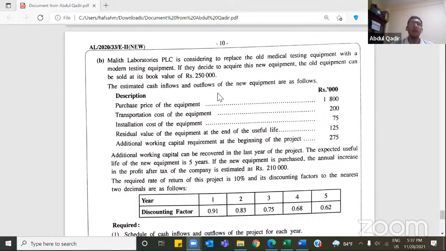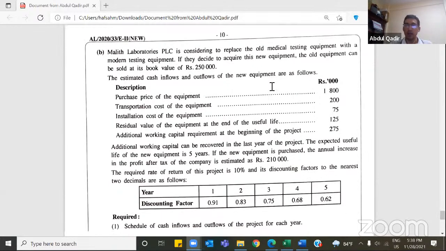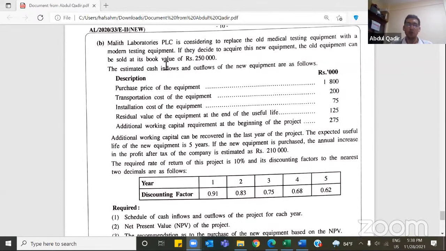So Malik Laboratories is considering to replace the old equipment with a new one, right? If they decide to acquire this new equipment, the old equipment can be sold at its book value of 250,000. So if you're buying this new equipment, you can sell the old one for 250,000. So that is the sale of the existing machine.